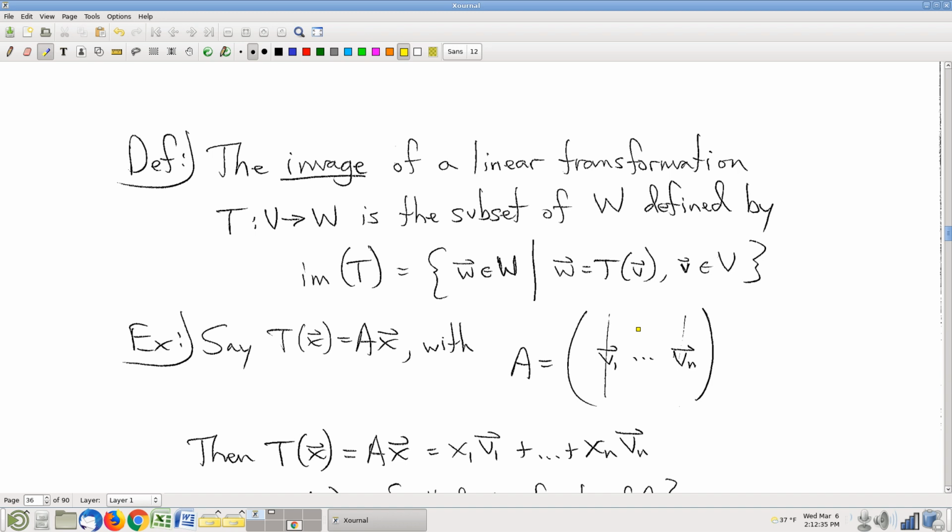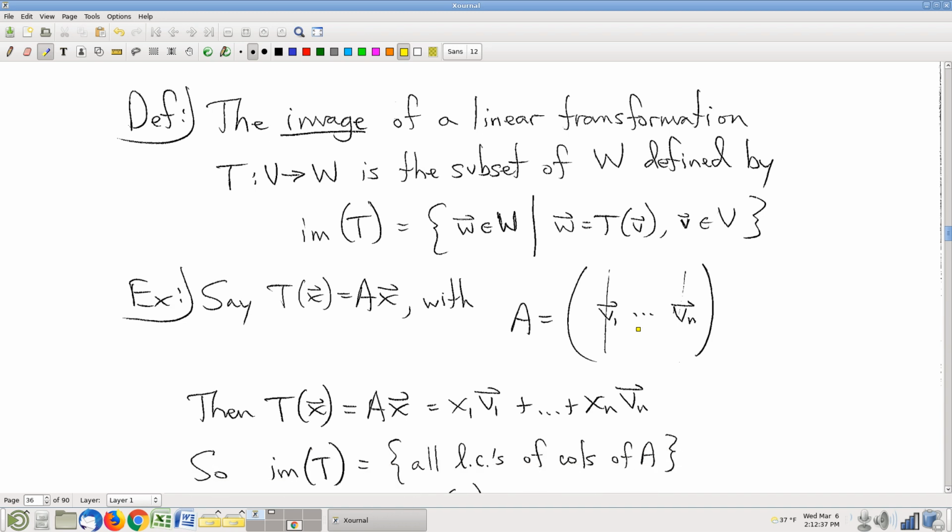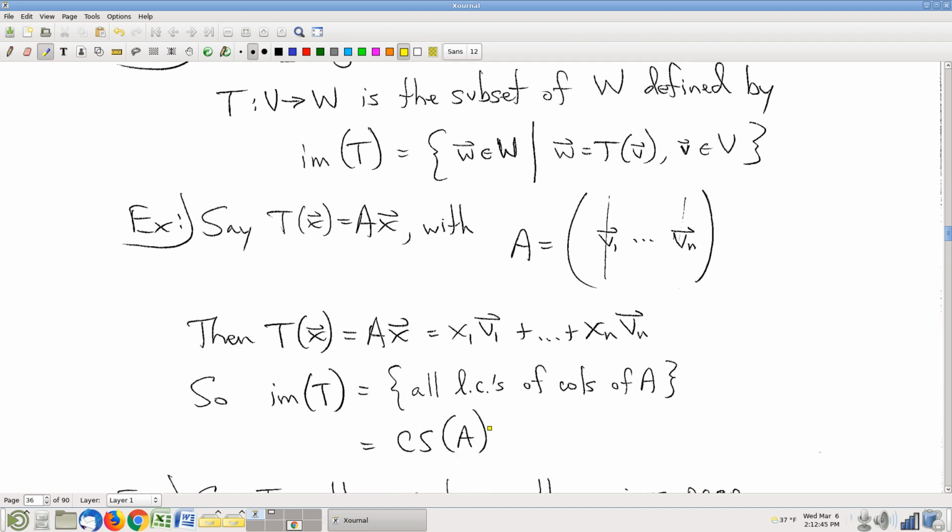And you got to ask yourself then, what does that remind you of, this terminology, the collection of all possible linear combinations of the columns of a matrix? Well, again, that's a familiar old thing. That's the column space.